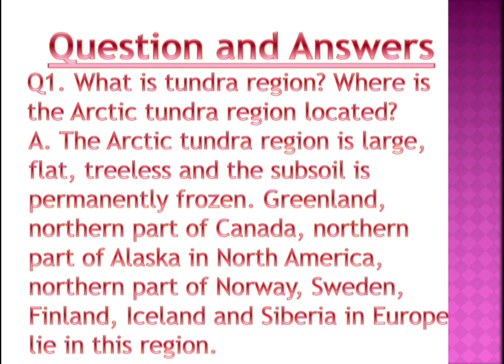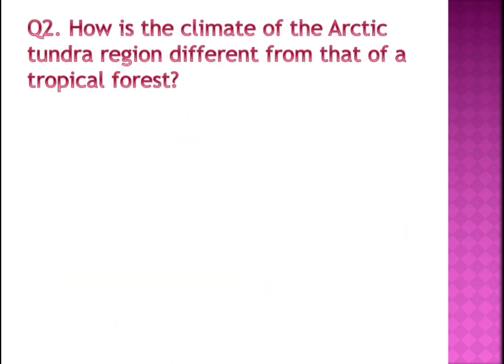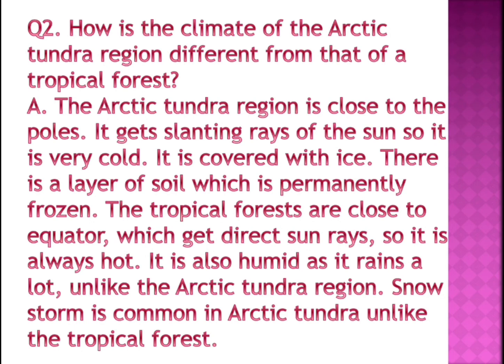Next question. How is the climate of the Arctic tundra region different from that of the tropical region? The climate of the Arctic region is very cold and it has snowfalls and snowstorms, isn't it? Whereas the tropical forest is wet. It has heavy rainfall. Yes, and also they experience the direct sun rays, so it is hot, isn't it, children? So that's what you will mention here. The Arctic tundra region is close to the poles. It gets slanting rays of the sun, so it is very cold.